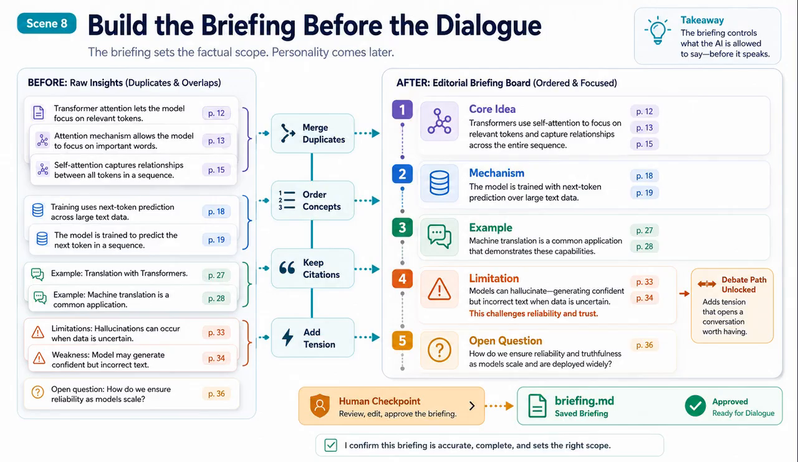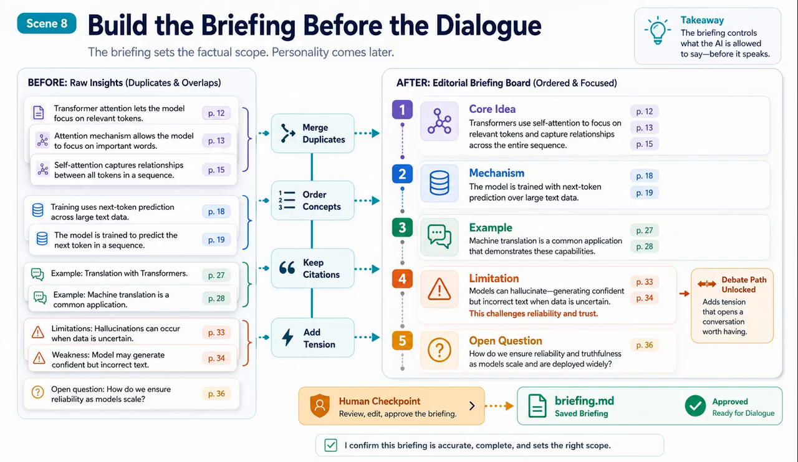That sets up build the briefing before the dialogue. Raw insights may repeat the same idea across several pages or chunks. The briefing stage merges duplicates, orders concepts, and selects the strongest examples. It also identifies tensions, limitations, and open questions that can create a natural discussion.